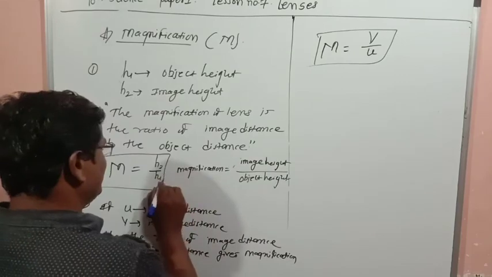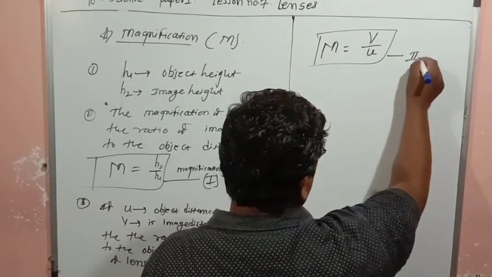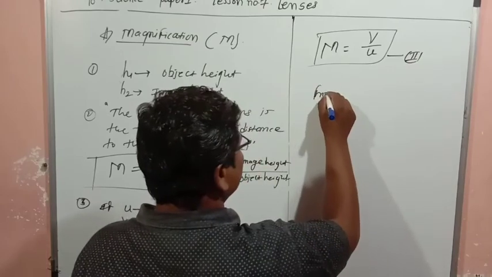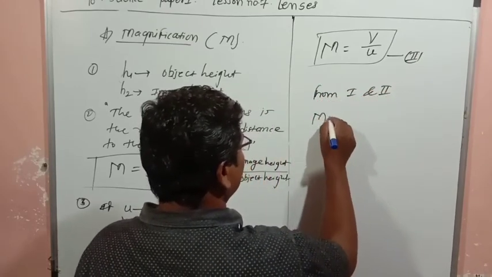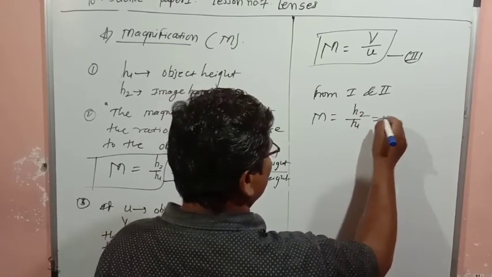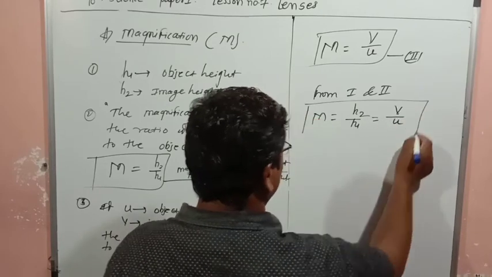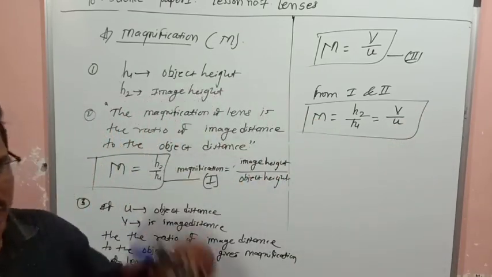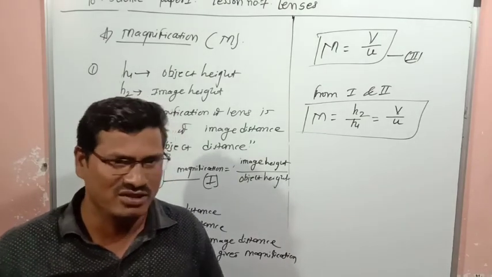Suppose this one you will give number 1, this one you will give number 2. From 1 and 2, M is equal to h2 upon h1 is equal to v upon u. So you can write like this. So this one is the magnification of the lens.